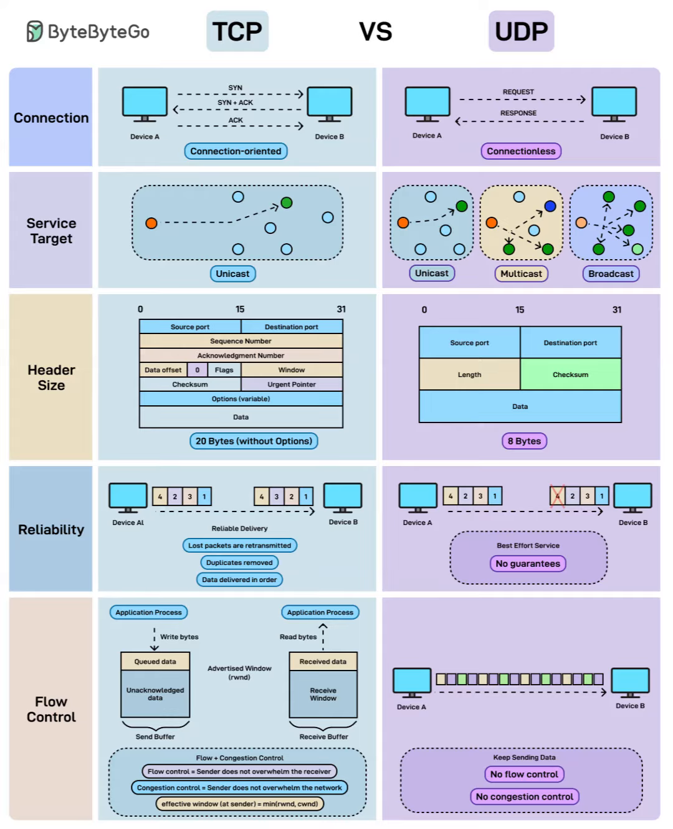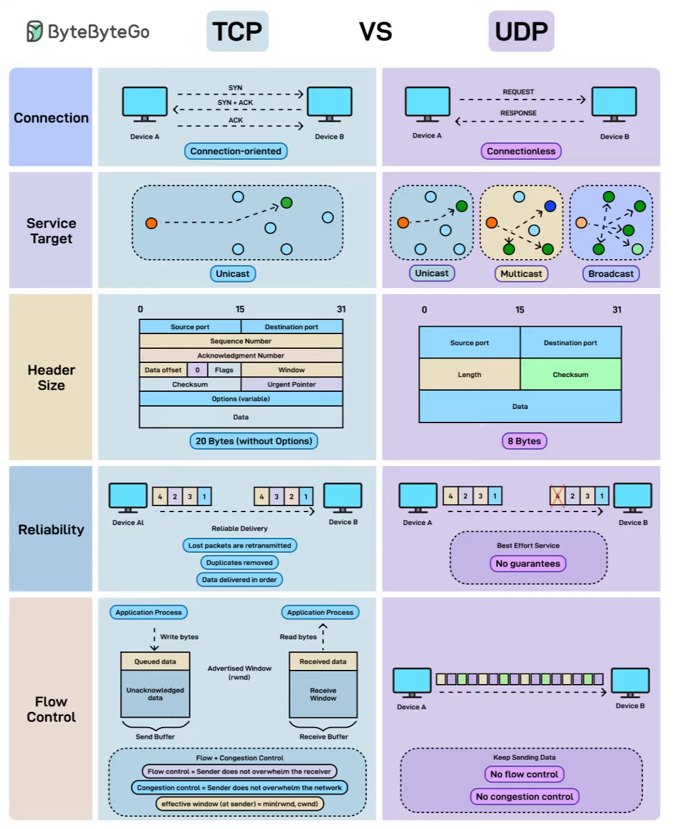What is UDP? UDP is connectionless. There's no handshake, no session state, and the header is tiny. The sender just fires off datagrams. There are no guarantees of delivery, order, or duplication control, and there's no built-in flow or congestion control. The benefit is minimal overhead and lower latency.